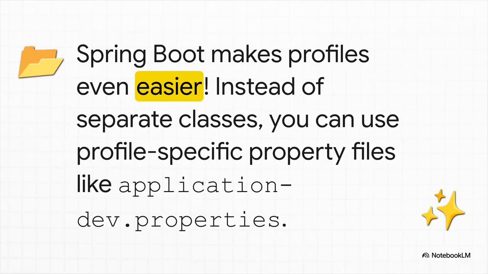Now, what's really important to get is that Spring Boot doesn't replace profiles, it makes them even better. Instead of needing separate Java config classes for every environment, you can now just use simple profile-specific property files. You just create a file called application-dev.properties for your dev settings, and another one called application-prod.properties for production. That's it. Spring Boot is smart enough to just pick the right one based on the active profile. It is so clean, so simple, and just the standard way to do things now.